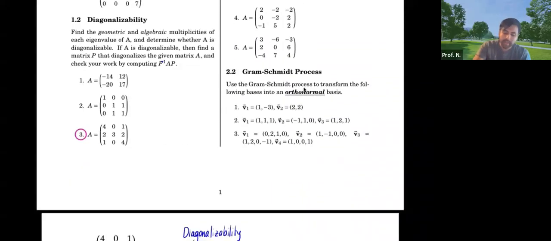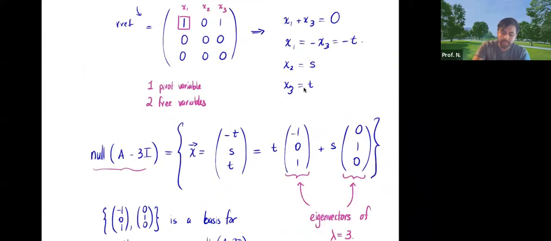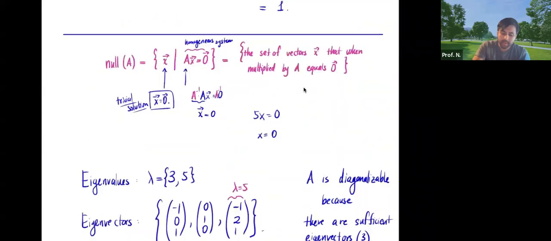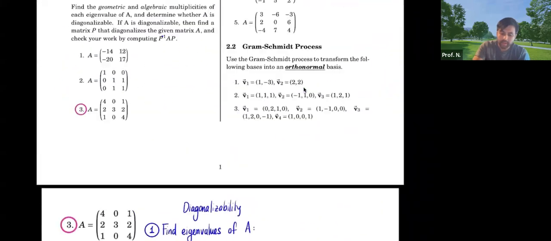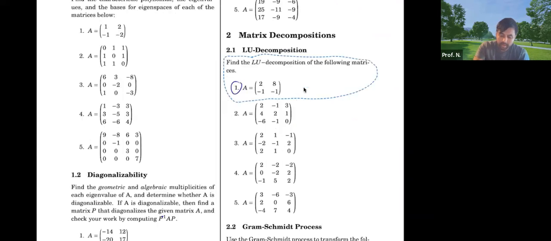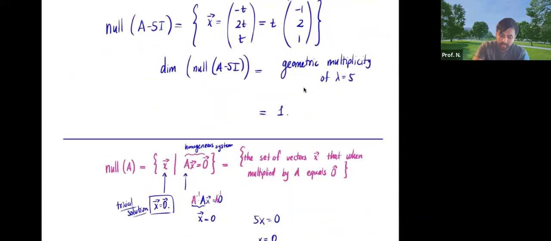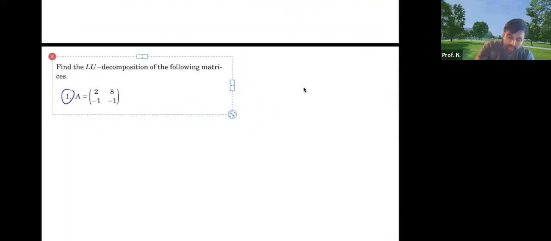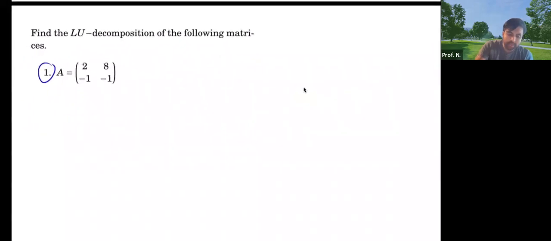Okay, wait, let me get this one. So we want to find the LU decomposition. Okay, so let me take a screenshot of this. So find the LU decomposition of a 2x2 matrix.